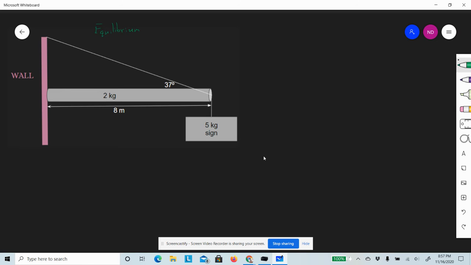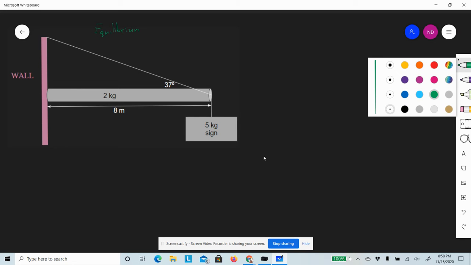So if you were to try to do some of the forces here, which is probably the best thing to do, is to start with a free body diagram. Right? You want to draw the free body diagram.